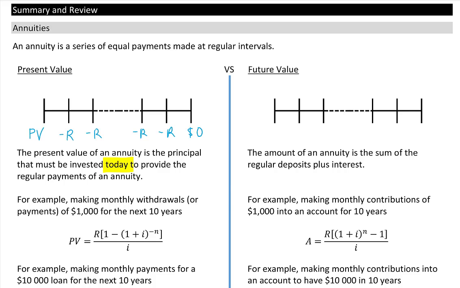Whereas if we talk about future value, you start with zero, and then we add money to an account at regular intervals until we reach our final amount. So the amount of annuity is the sum of all the regular deposits plus interest. For example, making monthly contributions of $1,000 into an account for 10 years.